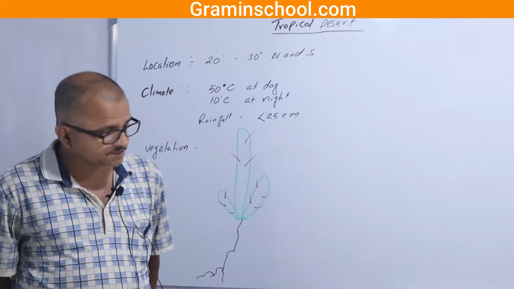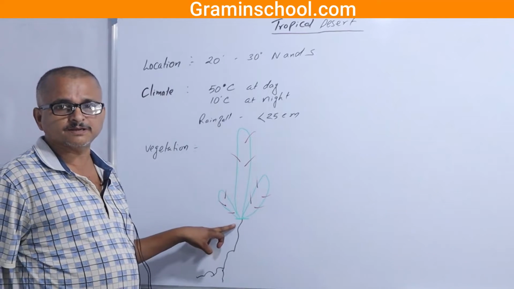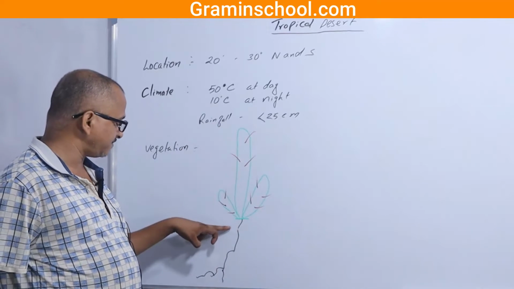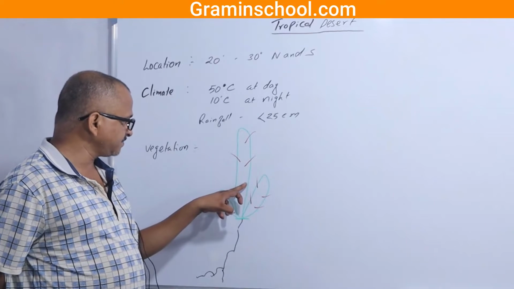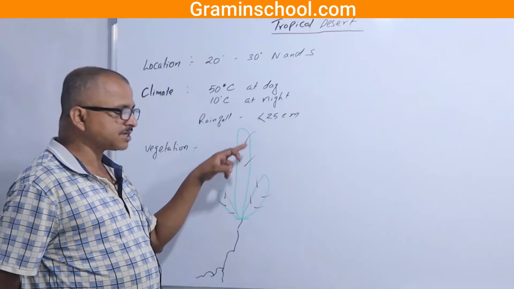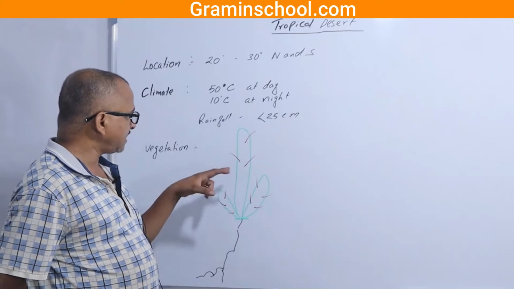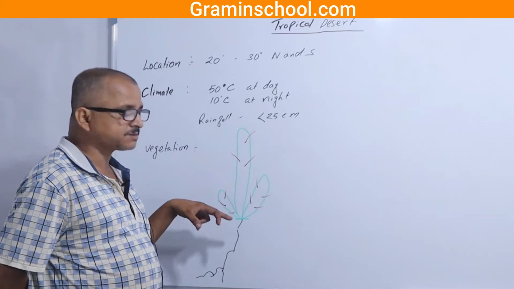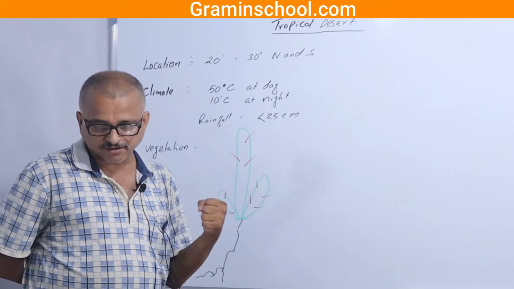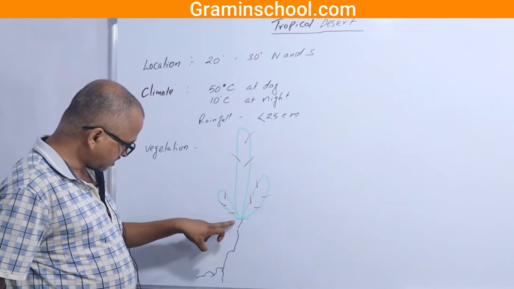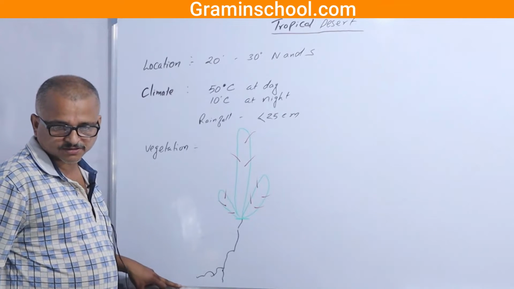Now its vegetation: if we see its vegetation, there is no leaf. The body surface lacks leaves. The leaf is modified into a stem. The body surface is waxy, so it has less transpiration, and it contains thorns on its body surface, so that it is protected from other animals attacking it. Its roots go deep down into the soil for a source of water.